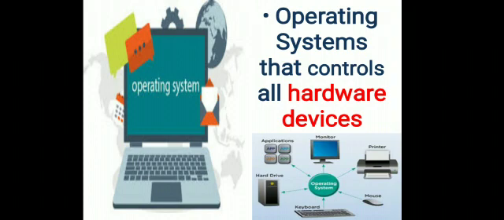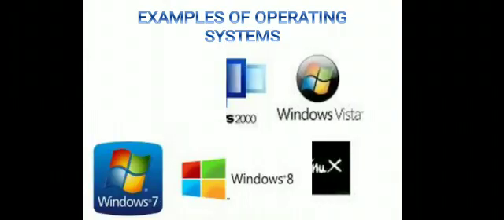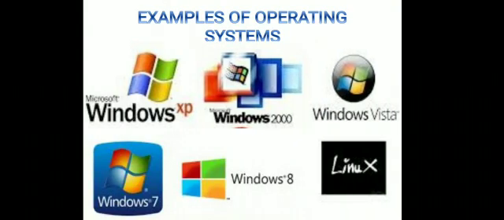Now we see what an operating system is. The operating system controls all the hardware devices. So what are all the hardware devices? Monitor, printer, hard drive, keyboard, mouse are all hardware devices. Okay, now we see the examples of operating system: Windows and Linux.